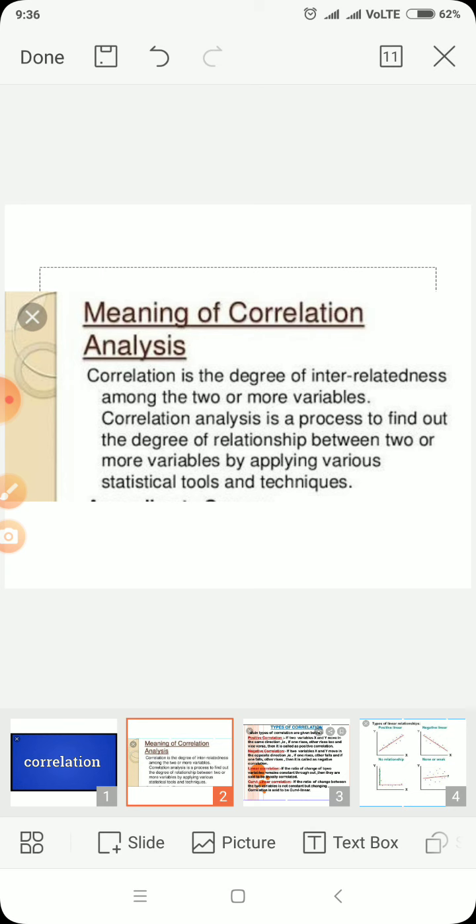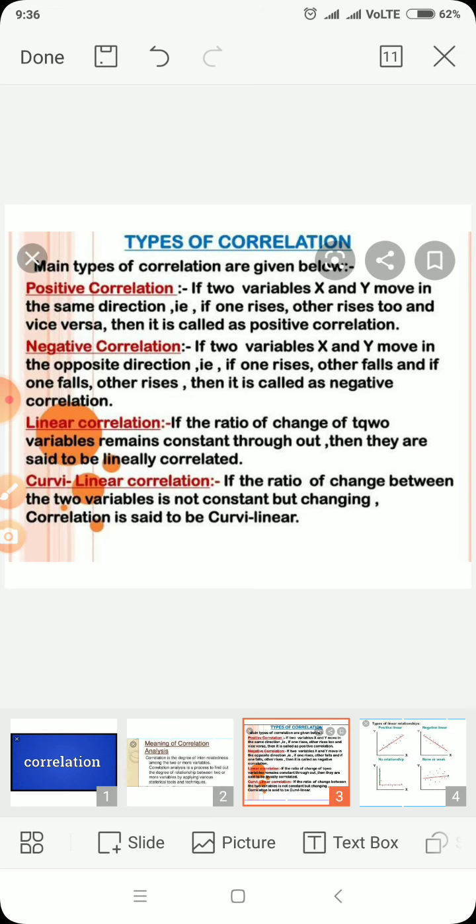According to this, the meaning of correlation: correlation is a degree of interrelatedness among two or more variables. It is a process to find out the degree of relationship between two or more variables by applying various statistical tools and techniques. So how can we find out the relationship between two or more variables? Through various statistical tools or techniques. Clear?